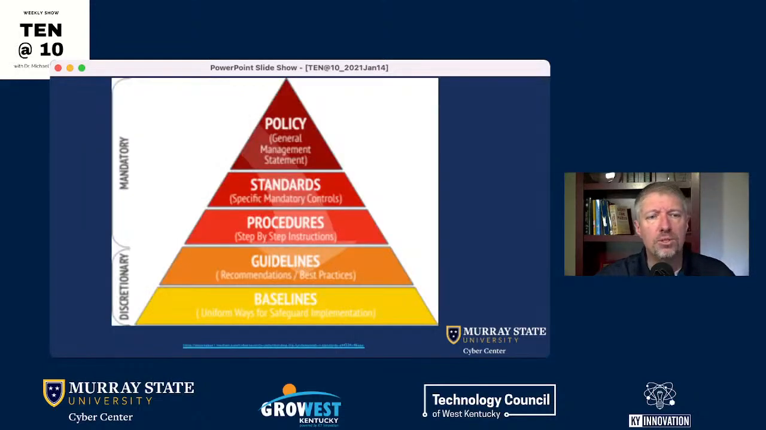But let me wrap up with saying this. There's a lot of confusion when it comes to policies. The policy is the general management statement about what is acceptable and not acceptable. A policy could be 1 page, a policy could be 50 pages. What a lot of companies are doing now is that they'll have a policy, and then building on the policy will be the standards, the procedures, the guidelines, and the baselines.